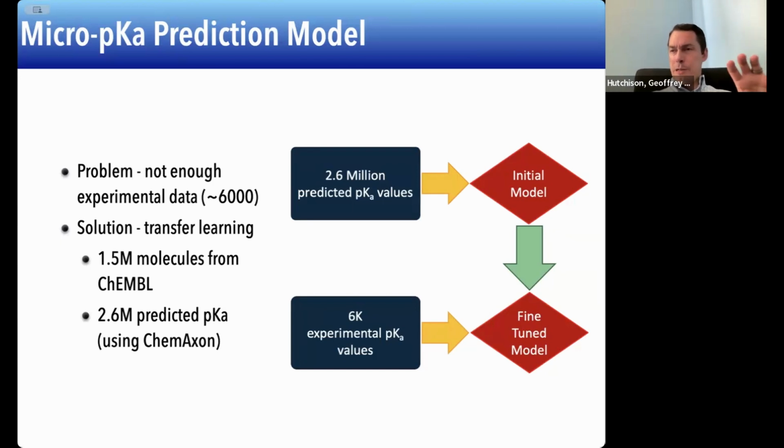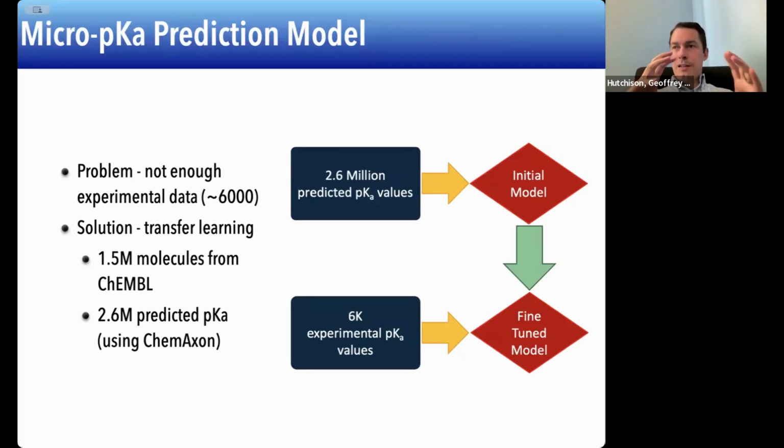So again, as I said, we grabbed the 1.5 million molecules from ChEMBL. We basically dumped every data point from ChEMBL that had an associated predicted pKa. And that worked out to be 2.6 million predicted pKa, because of course many of these species have multiple pKa's predicted. So that's 2.6 million predicted pKa data points. And those were predicted using ChemAxon, the commercial tool. So we fed those in, we trained up an initial model.